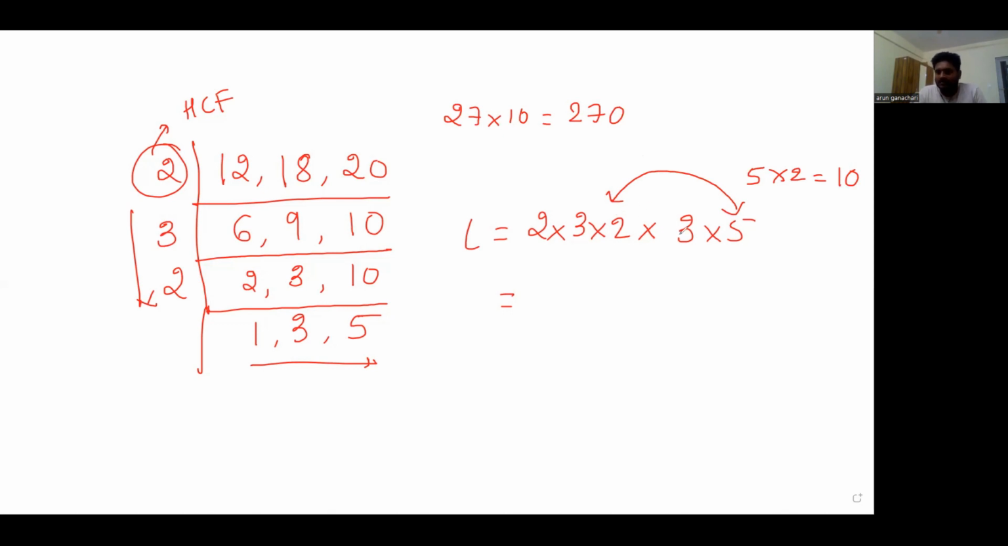So how to multiply this? 5 into 2 is 10. I've kept that aside. Now my remaining numbers are what? 2 3s are 6, 6 3s are 18, and 18 tens is 180. This is how you should improve your calculation part also.